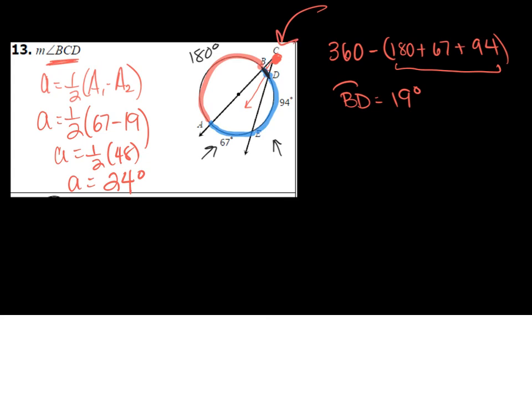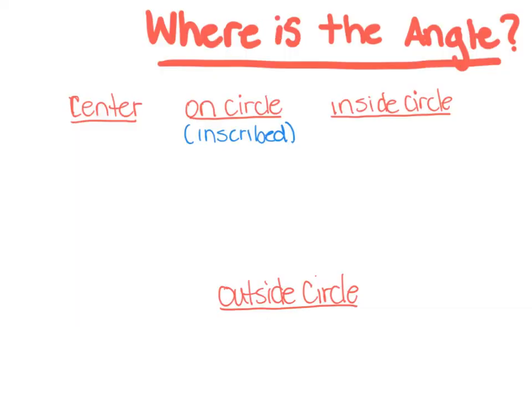What we're going to do now is take just a minute or two to figure out which formula goes with which problem. So here are our options for where is the angle. So first of all, you have to say, where is the angle? If the angle is formed at the center, then the formula is the angle is equal to the arc.